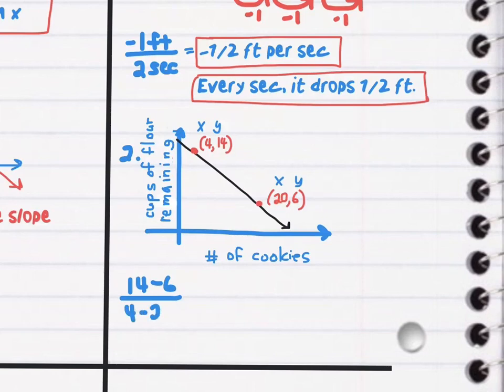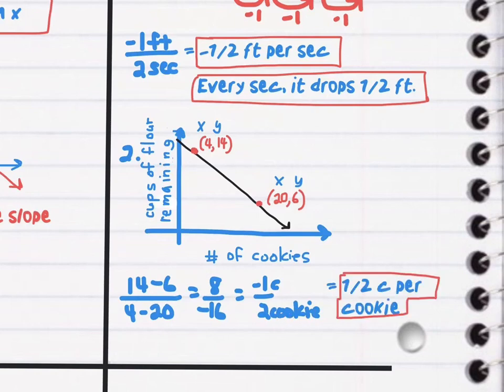Okay, so y's always go on top. And now we simplify it. So 14 minus 6, we have 8. And then 4 minus 20 is negative 16. So then this is going to simplify to negative 1/2. Okay, now remember with our labeling that y refers to the cups of flour, and then the x refers to the number of cookies. So this is actually 1/2 a cup of flour per cookie.